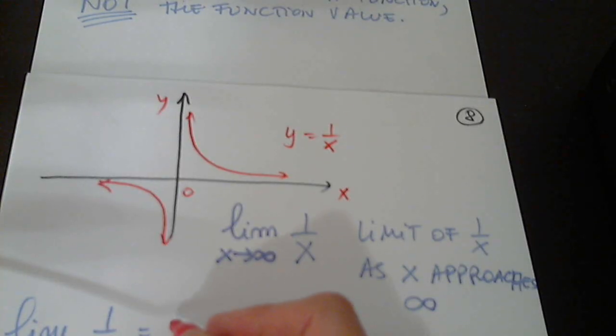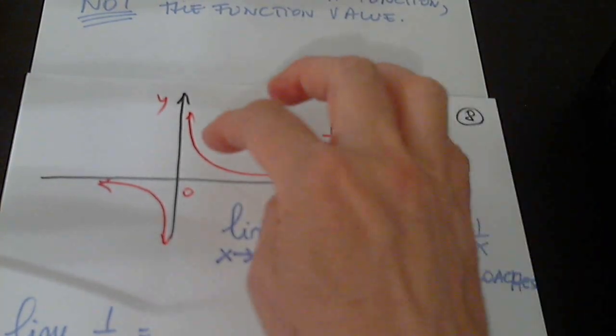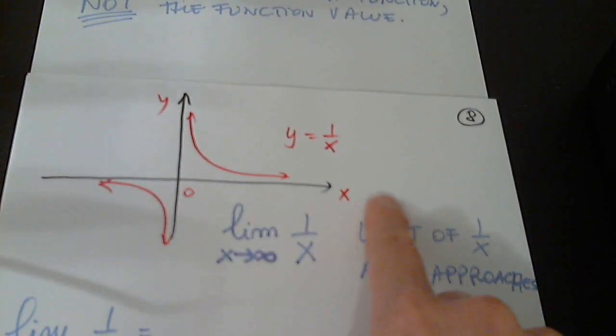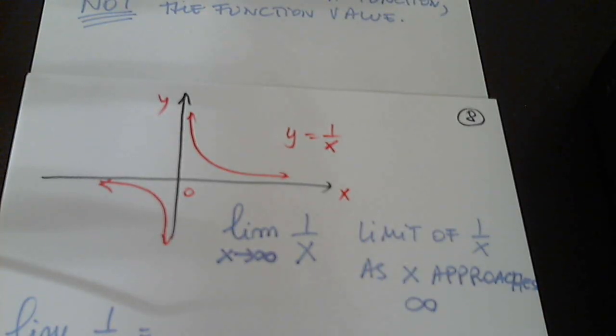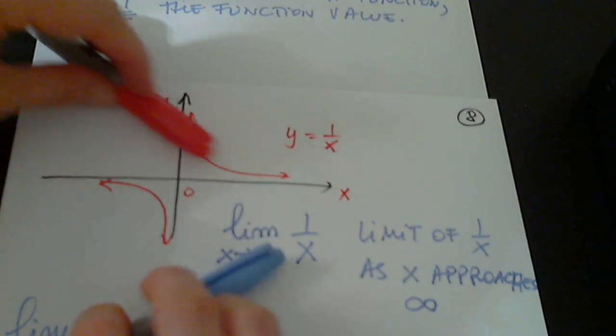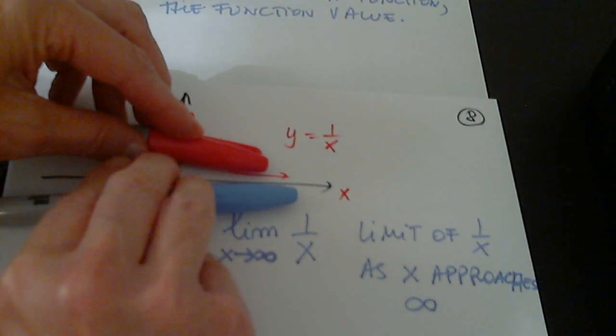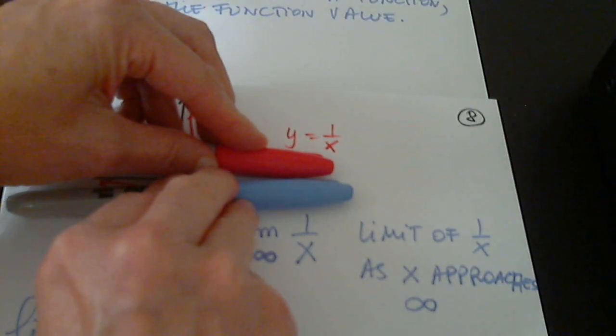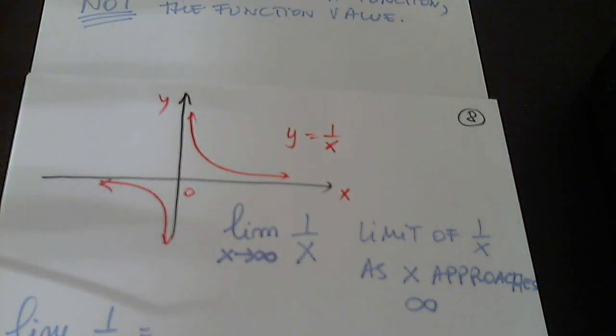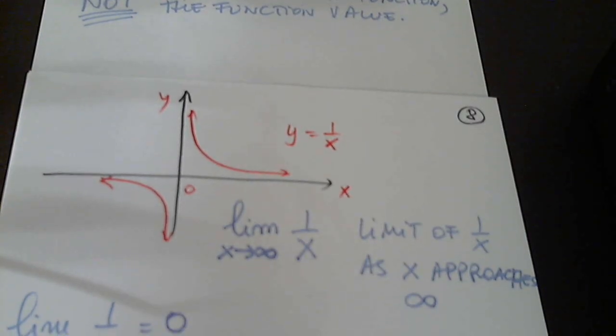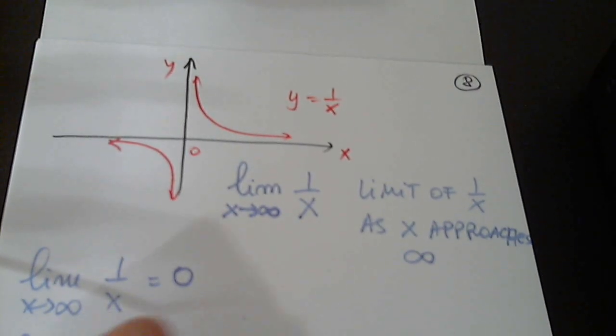Positive infinity. One more time. We read the y values from the y-axis, not from the x-axis. As x gets closer and closer to infinity, the function values get closer and closer to which number? On the y-axis, we read the function values. 0. Indeed. Excellent.